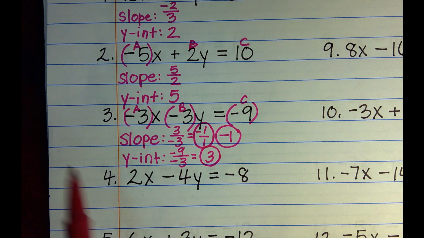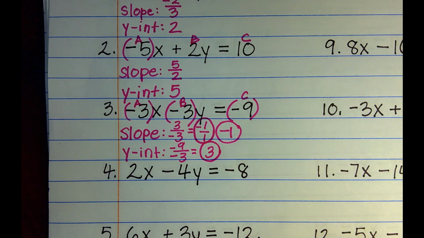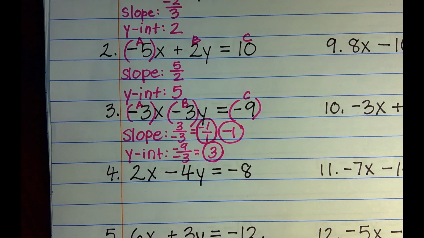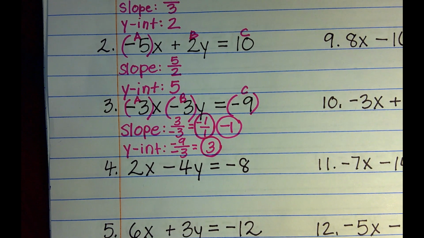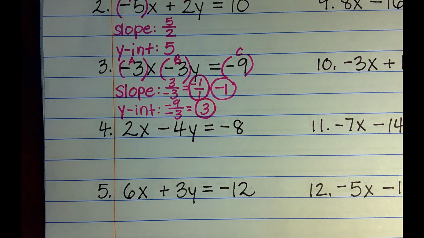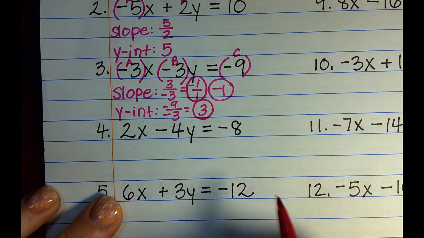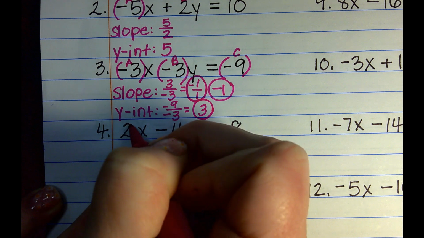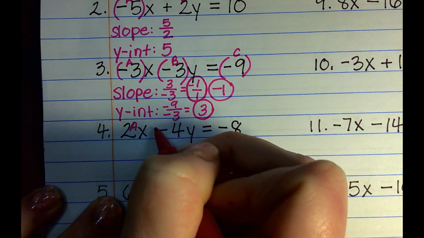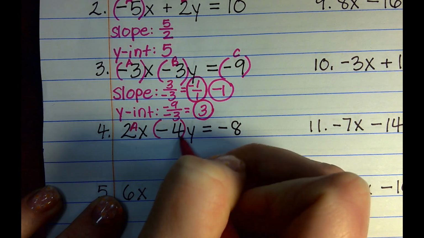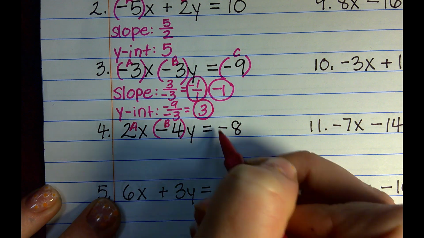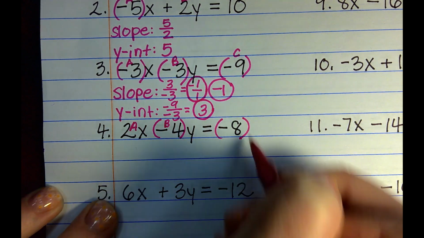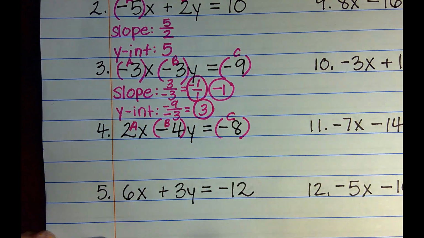Okay, so number 3, our slope was -1. Our y-intercept was +3. Any questions on number 3? Okay, let's try number 4. What's our A, B, and C? 2 is A. -4 is B. -8 is C.